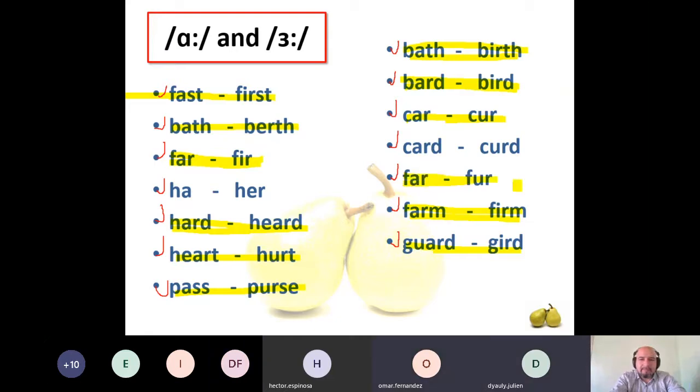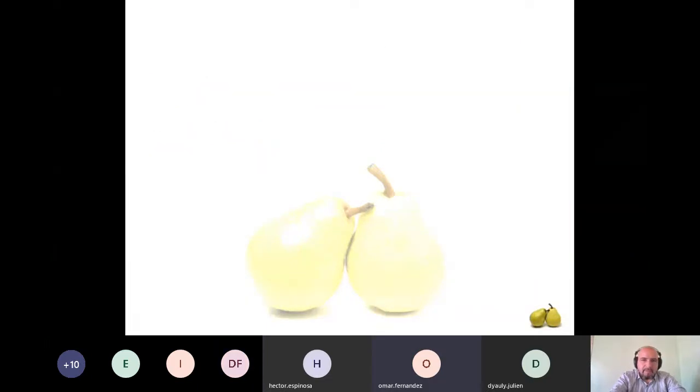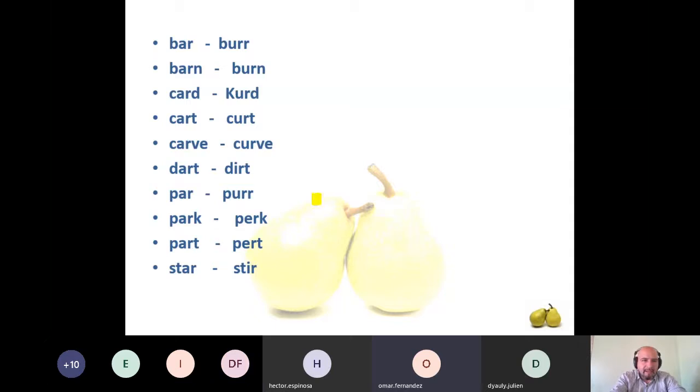Far, fur. Fur. Correct. Hard. Next one. Hurt, hard, hot, hurt, hard. Hurt. Hair. Exactly. And the last one. Card, car. Wonderful. So, no, qué difícil. Exactly. Okay. Next one.